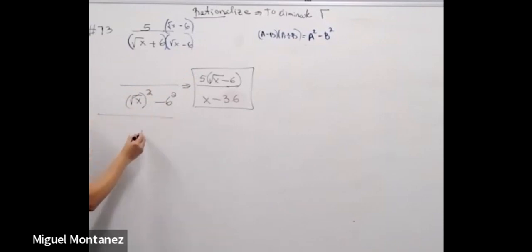If we do 1 divided by, I don't know, 3 minus 5i, we multiply by 3 plus 5i top and bottom. The same concept.